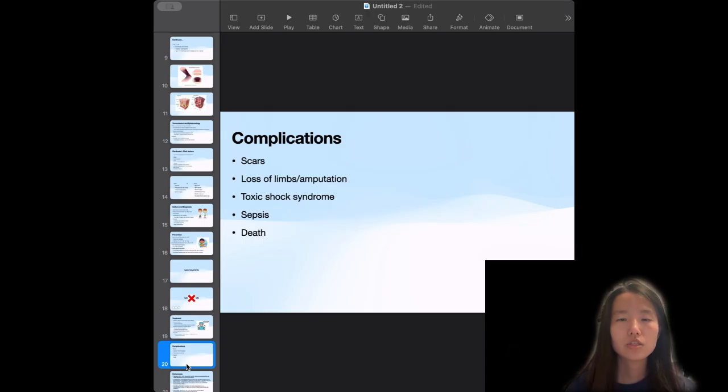Some complications that can occur if the disease is not treated early on are scars and amputation of limbs. This would be basically cutting off the body part that's infected to prevent the further spread of infection throughout the body. You would usually do amputation when it's too far progressed to do debridement surgery. Other complications include toxic shock syndrome, sepsis, and if not treated, death.